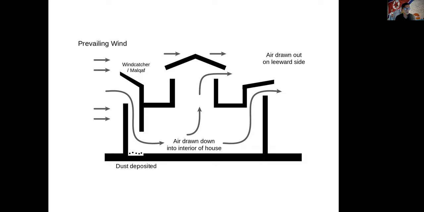So it's important that you understand the kind of seasonal prevailing wind of the particular place that you're located. If you put it in the opposite direction, it will not catch any wind. So you're basically wasting the construction of a wind tower. It becomes useless.